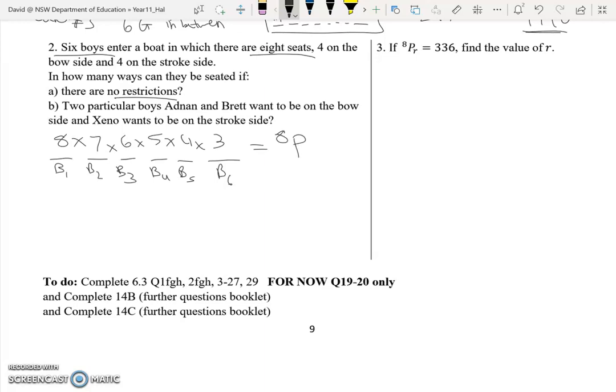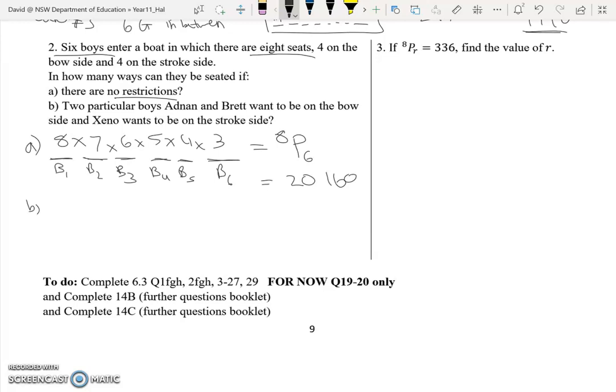And we're picking how many spaces? 1, 2, 3, 4, 5, 6. So it's 8P6. And 8P6 is 20,160. So that's the answer for A.